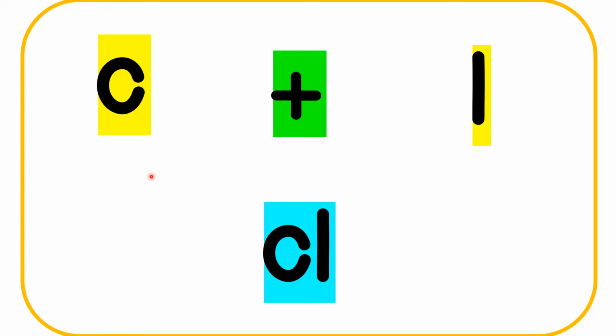We are going to read words that have k, l. Let's put them together. That's letter C saying k and letter L saying l. Put them together. Together, C and L says cl. Let's hear you. Cl.